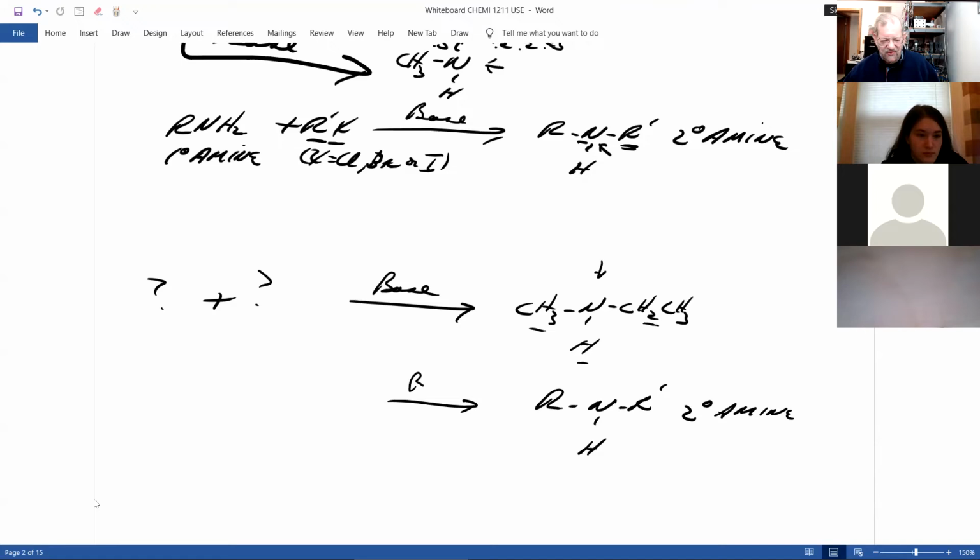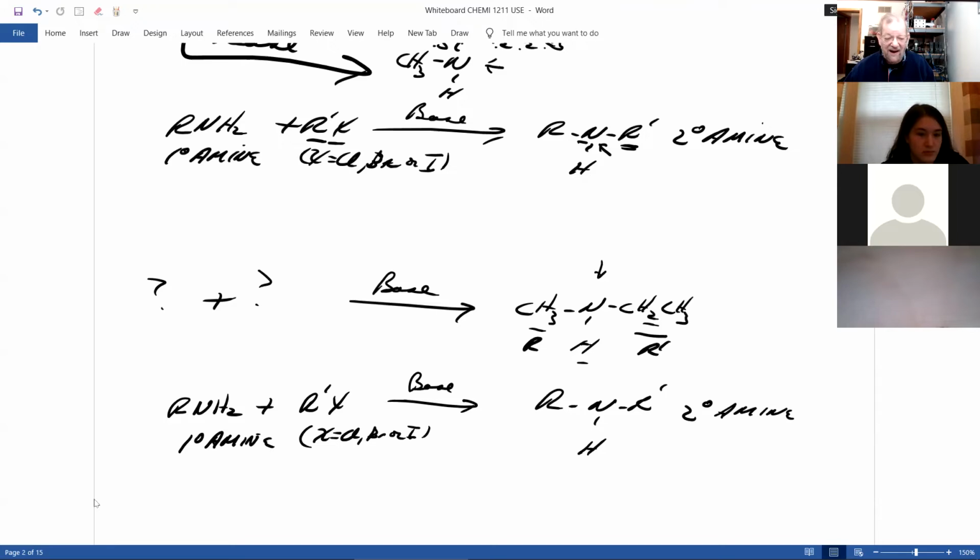And what two things do you react with base to make a secondary amine? A primary amine plus an alkyl halide, where X can be chlorine, bromine, or iodine. And if I look at this, I say, all right, I'm going to make this my R group and this my R prime. If I do that, my R group is this. Remember, there are 3 bonds to nitrogen.